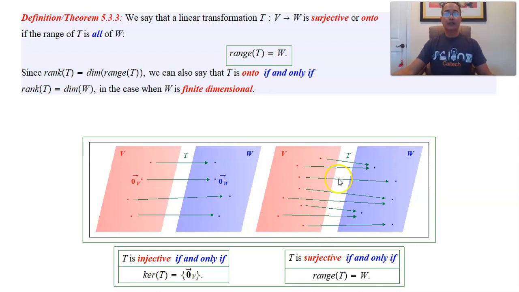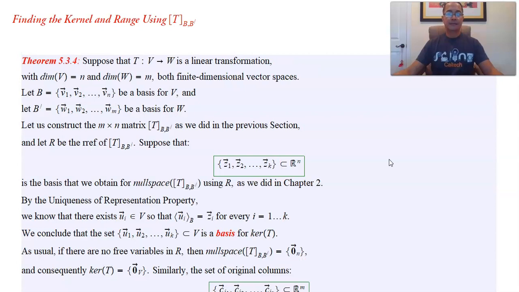There are no other vectors that transform to the zero vector in the codomain. So similarly, your transformation is surjective if and only if the range of the transformation is all of W. So in other words, if you take any vector W in the codomain, there is a vector in the domain that transforms into that vector. All right, so back in chapter 3, when we first saw those two words, kernel and range, we immediately said that the kernel is just the null space and the range is just the column space.